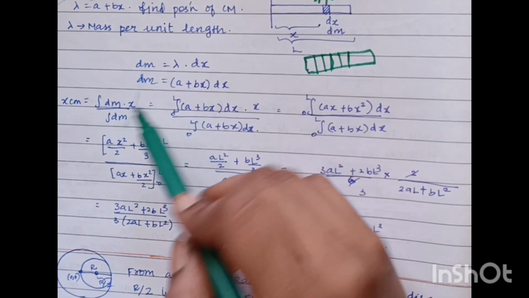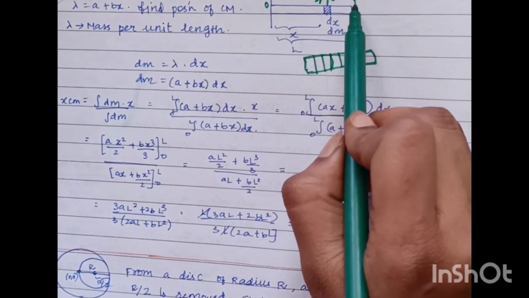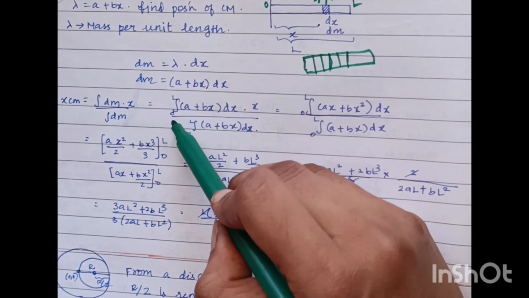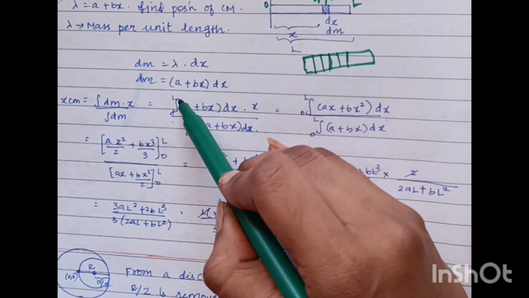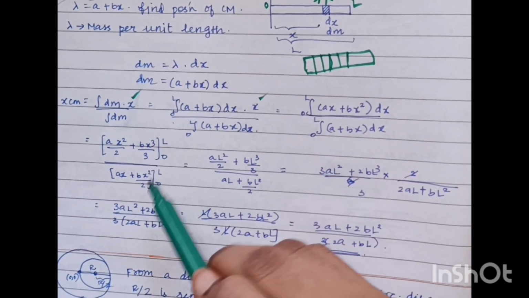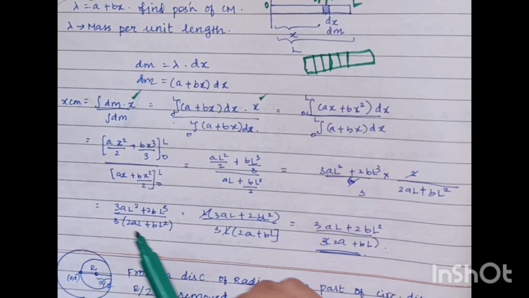And yes, the limits are important. So we are finding it from 0 to the length L. So limits 0 to L, (a plus bx) dx, and this x is there. Please see that I have written x here, by integral dm. So this value you have to write here.